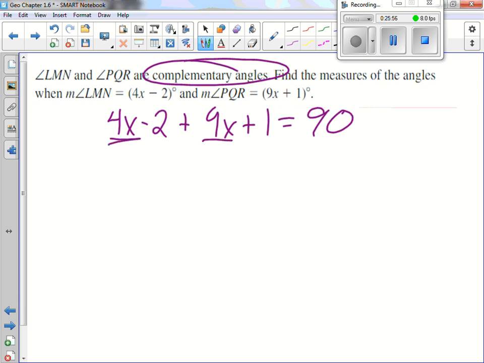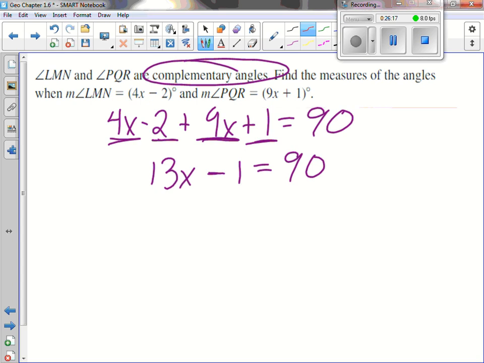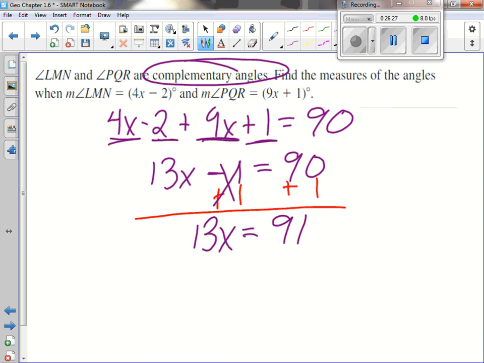Our first thing we can do is combine like terms, our x's. 4x plus 9x is? Negative 2 and 1 are like terms, so we get minus 1. What can we do next? Our next step would be add 1 to both sides, so we get x by itself. These cancel, leaving me with 13x on the left side, and on the right side I have... We divide both sides by 13.